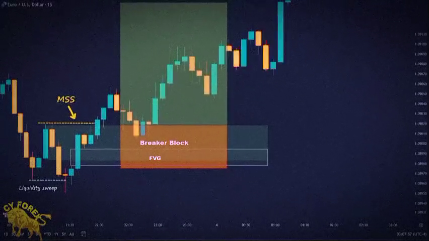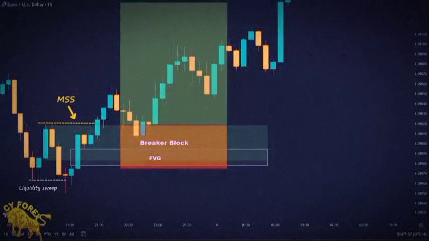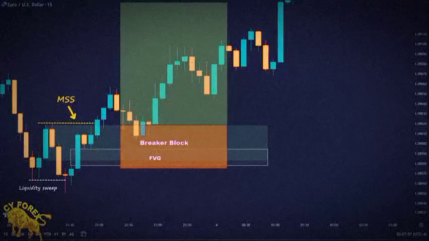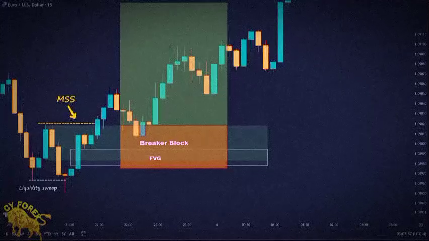When executing a trade, there are two options for placing an entry. One approach is to opt for a single time frame entry on the current time frame. Alternatively, a more conservative strategy involves seeking additional confirmation. This can include waiting for multiple reversal patterns, such as a change of character observed in lower time frames, which forms inside the breaker block area identified on the higher time frame.